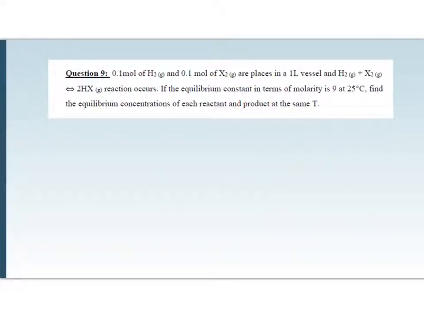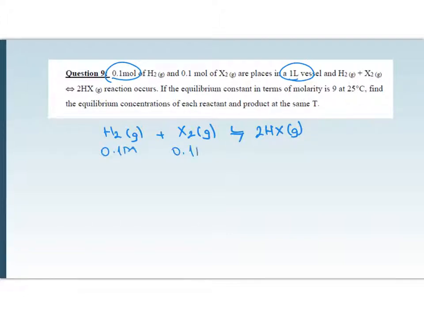Next question. You have hydrogen gas plus X2 gas. They combine to give 2 HX gas. Now you have a 1 liter vessel and you're starting with 0.1 mole of each gas, so you have 0.1 molar of hydrogen and 0.1 molar of X2 gas. It says the equilibrium constant in terms of molarity is 9. So what are the equilibrium concentrations?